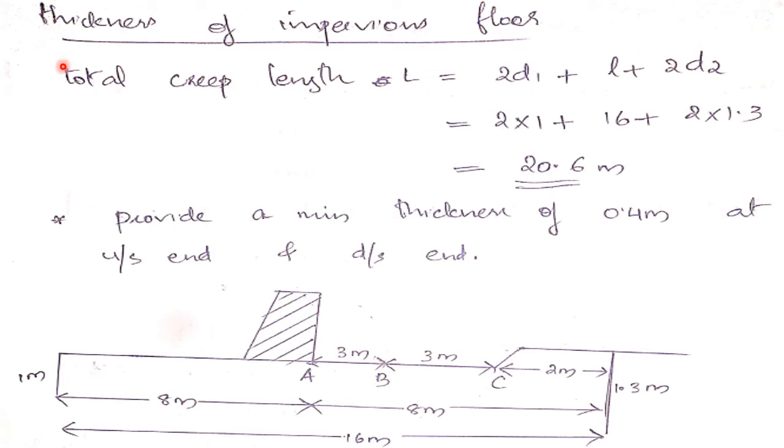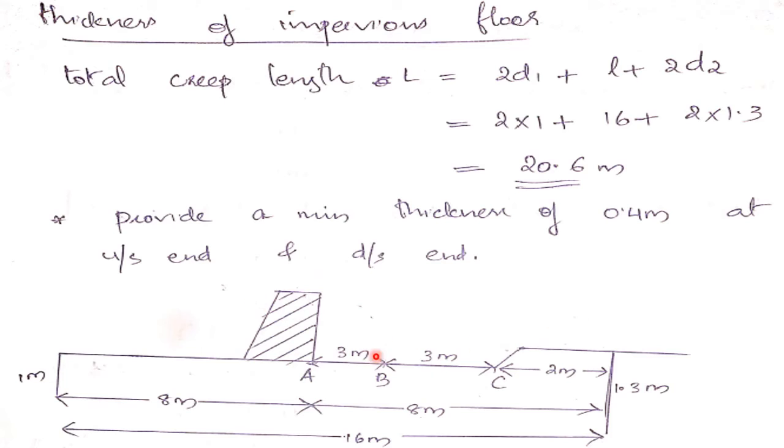Now next we are going to design the thickness of impervious floor. We have total creep length L is equal to 2 into d1 plus L plus 2d2. This L is the value of length of floor that we defined in the previous slide. Hence total creep length is equal to 2d1 plus L plus 2d2. Substituting the values, you will get it as 20.6 meters. Now provide a minimum thickness of 0.4 meter at the upstream end and downstream end.